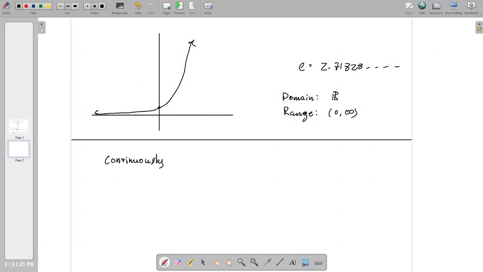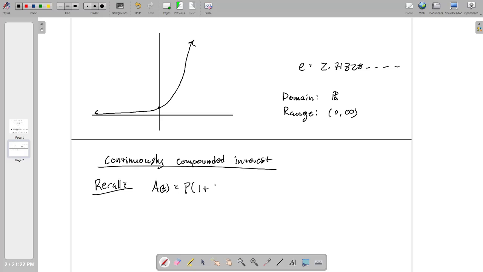The next section I want to talk about is continuously compounded interest. Recall, from last section, we talked about compounded interest, and we had a formula for it. A of t is equal to the amount after t years, but the formula is P times (1 plus r divided by n) to the n times t power, where P is the initial principal, the amount that we invested initially, r is your annual interest rate, n is the number of times that we compound our interest per year, t is the number of years for which we leave the principal alone to collect interest.